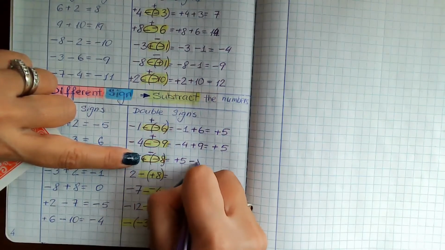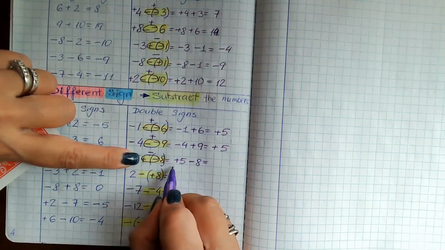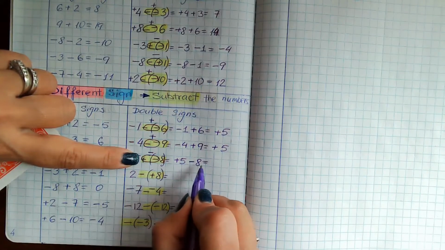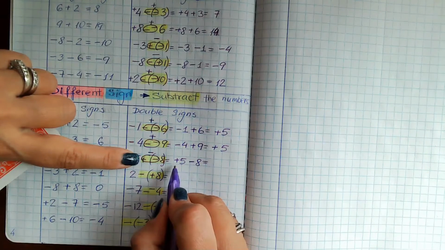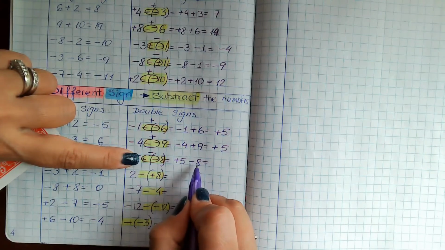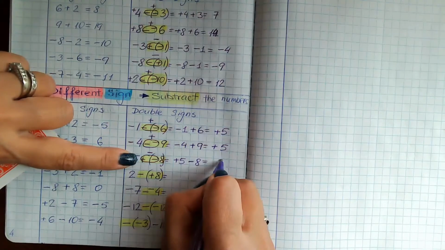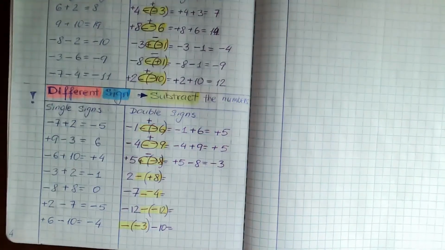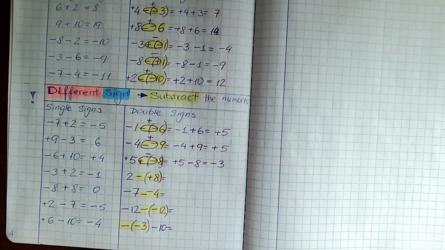When I rewrite in single signs, I have positive 5 minus 8. 5 positives will take out of 8, and that will be 3. So subtract, and the sign of the answer is negative because it's in front of the bigger number. So negative 8 and positive 5.